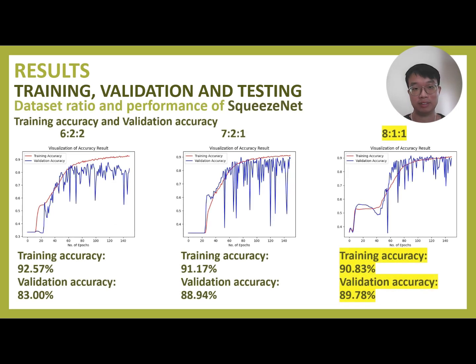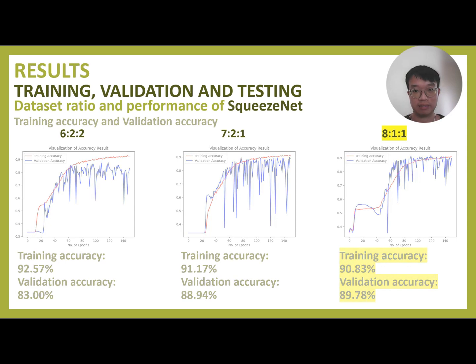Next is about dataset ratio and performance of SqueezeNet. In this slide, it shows the training accuracy and validation accuracy of the SqueezeNet trained on different dataset ratios. Among the dataset ratios, the SqueezeNet trained on 811 dataset ratio has the best accuracy, which are training accuracy of 90.83% and validation accuracy of 89.78%.